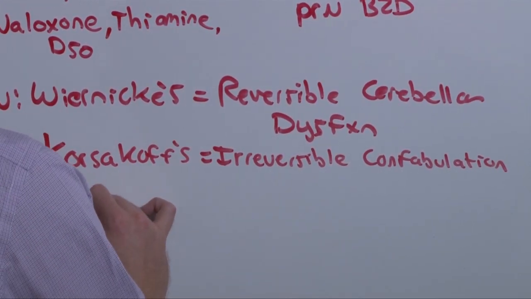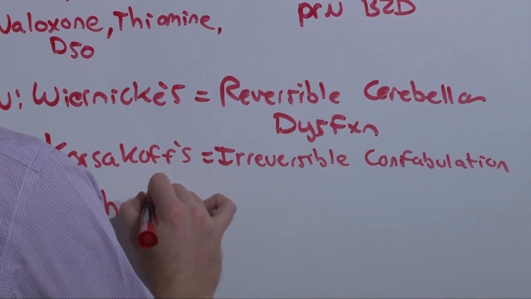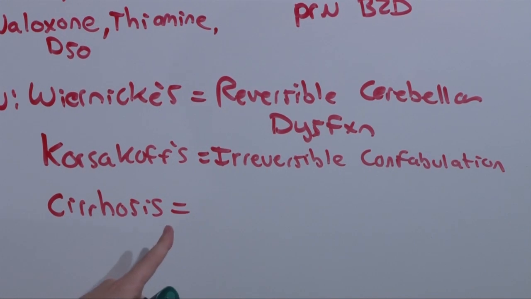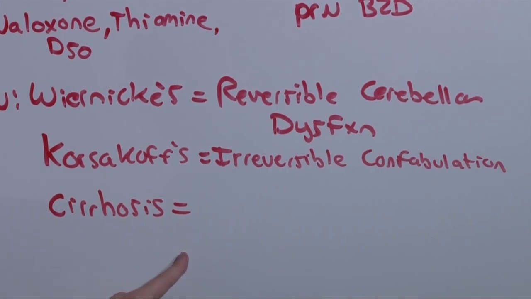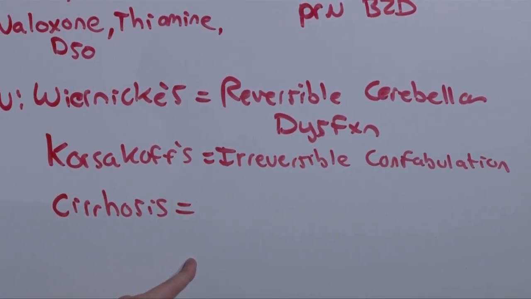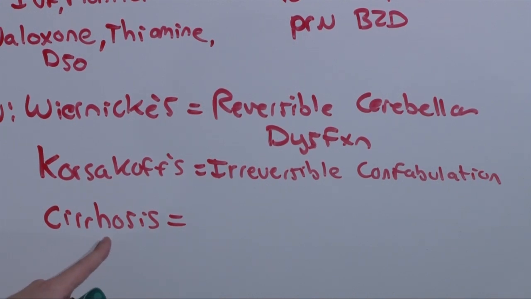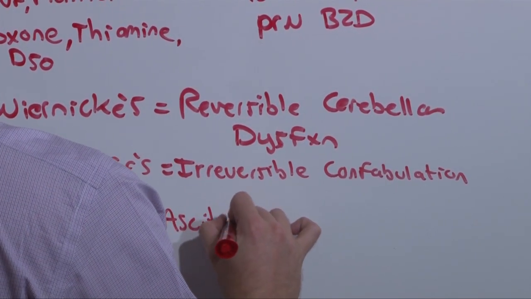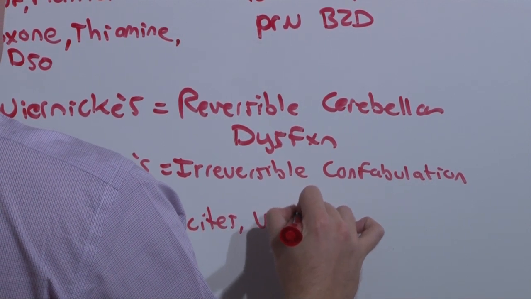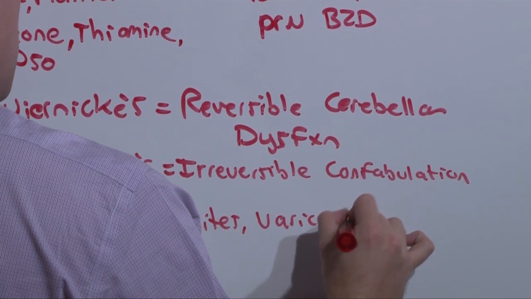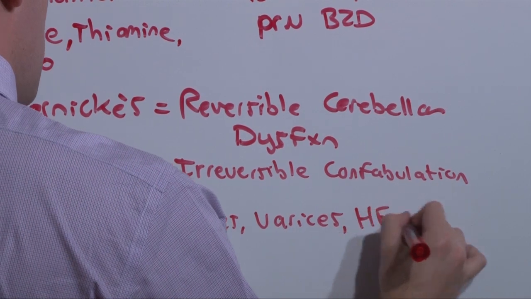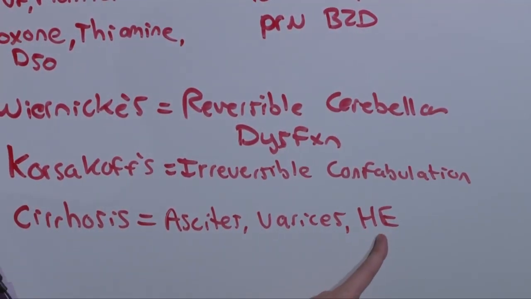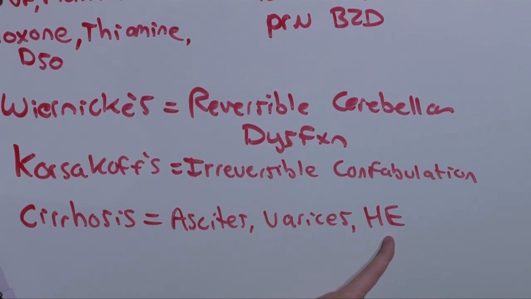Finally is cirrhosis. Alcoholic cirrhosis is probably the most common cause of cirrhosis in our country. We have a whole lecture dedicated to cirrhosis and ascites in the GI lectures, but essentially what you need to look out for is ascites, varices, especially in the esophagus, which can cause GI bleed, and hepatic encephalopathy. The altered mental status of the delirium may actually just be liver failure and not alcohol withdrawal.